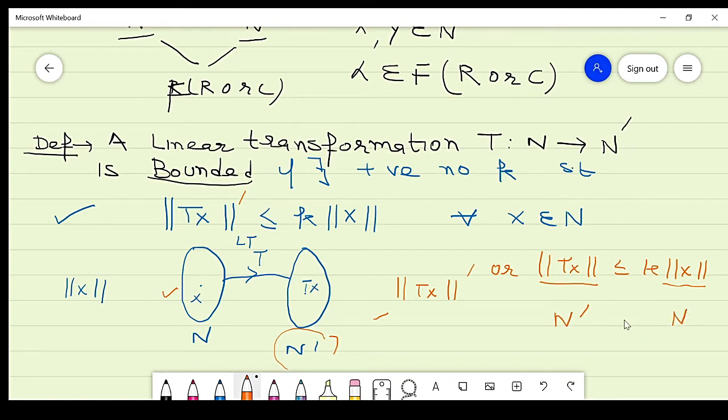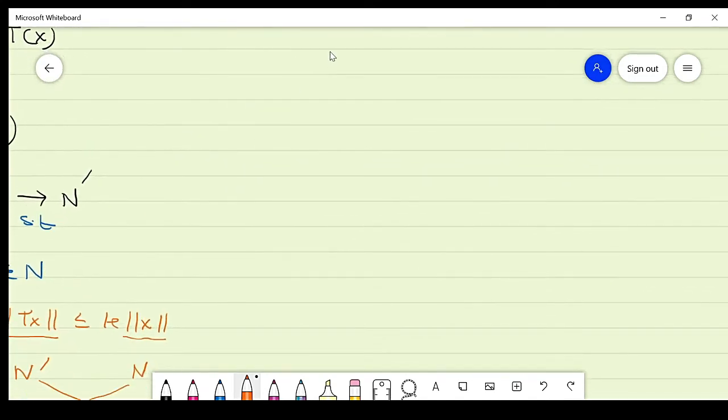If these norms are the same, then they will be the same. Otherwise, both normed linear spaces have different norms, or they may have the same norm. So remember this point. So this is the definition of a bounded linear transformation on normed linear spaces.